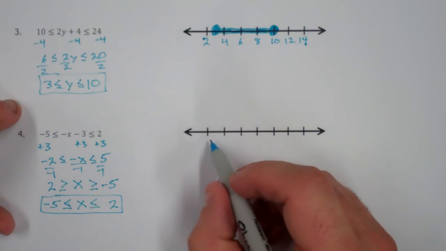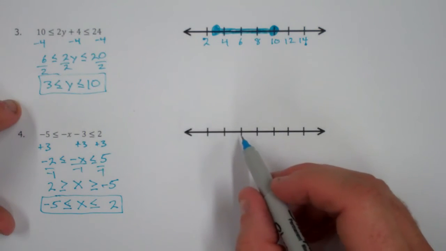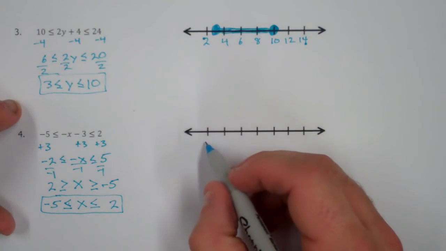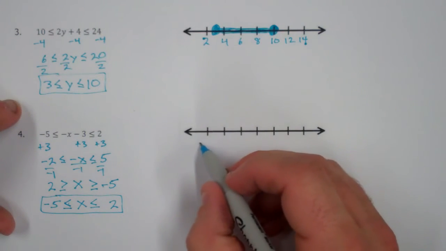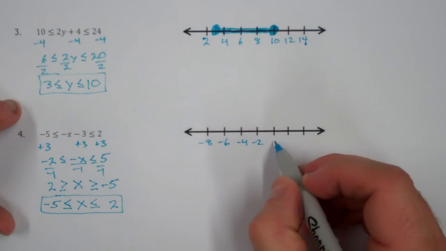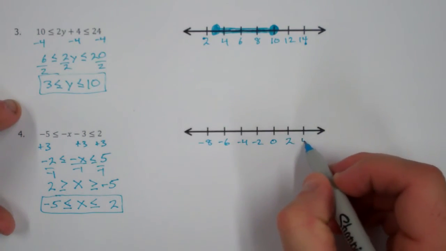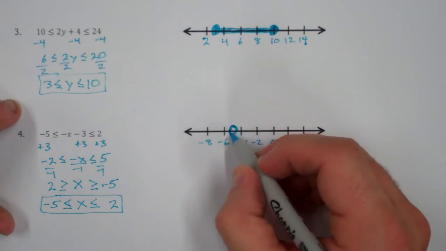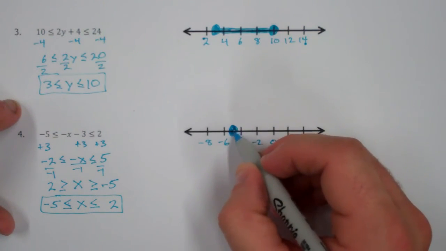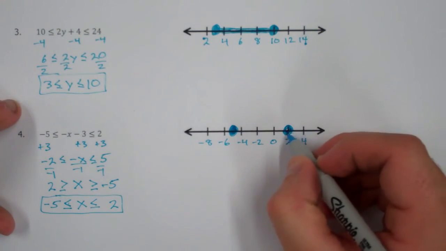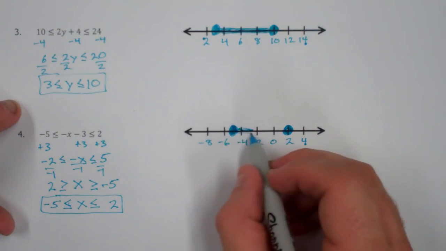As we graph this, see negative 5, negative 4, 3, 2, 1, 0, 1. Got to change our scale up a little bit. So let's make this -8, -6, -4, -2, 0, 2, 4. -5 would be here, and we want to shade it in. 2 would be right here, and we want to shade this in.